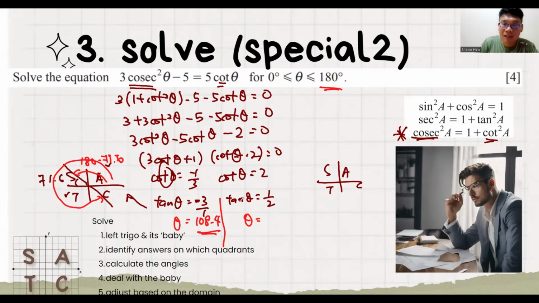Then the second part, tangent is positive. So it's here and here. So we key in the calculator, we found that it is 26.6. Then the third quadrant already exceeds 180, so we do not need to find this. So just this answer and this answer.